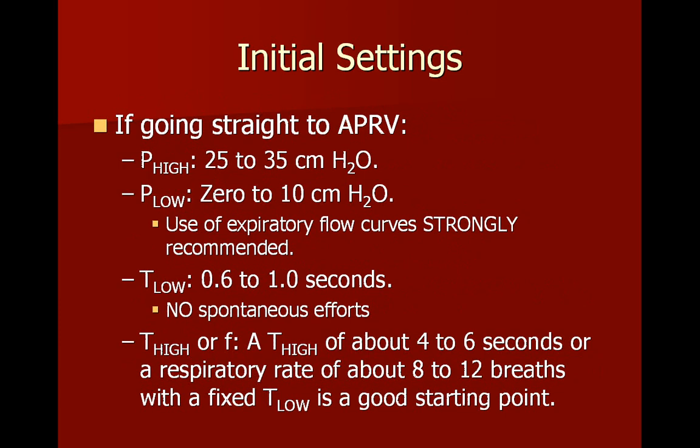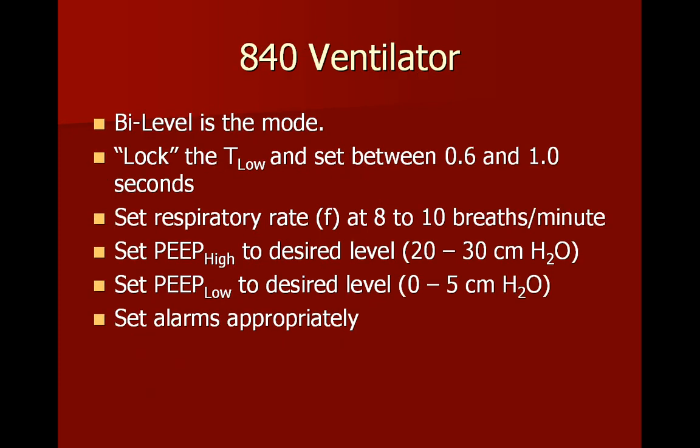If you're going straight to APRV, oh boy, you got a brave person there. Kind of using a similar kind of a thing, you'll probably have a P high somewhere around 25, 30, a P low somewhere either 0 or 10. And remember, well, I'll come back to that. T low, again, short, and T high, so I got somewhere around an 8 to 10 respiratory rate.